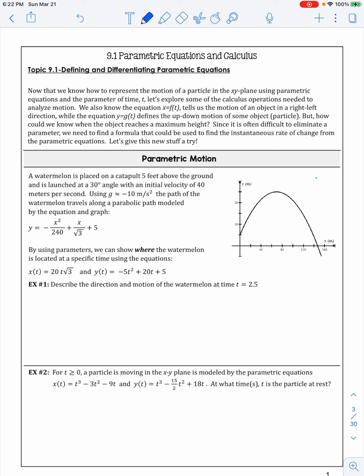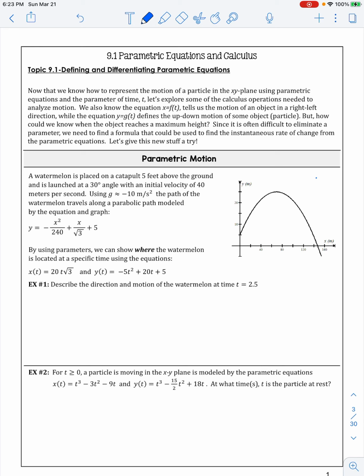Using g approximately negative 10 meters per second squared, the path of the watermelon travels along a parabolic path modeled by the equation in graph y equals negative x squared over 240 plus x over the square root of 3 plus 5. By using parameters, we can show where the watermelon is located at a specific time using these equations. x of t equals 20t times the square root of 3, and y of t equals negative 5t squared plus 20t plus 5.